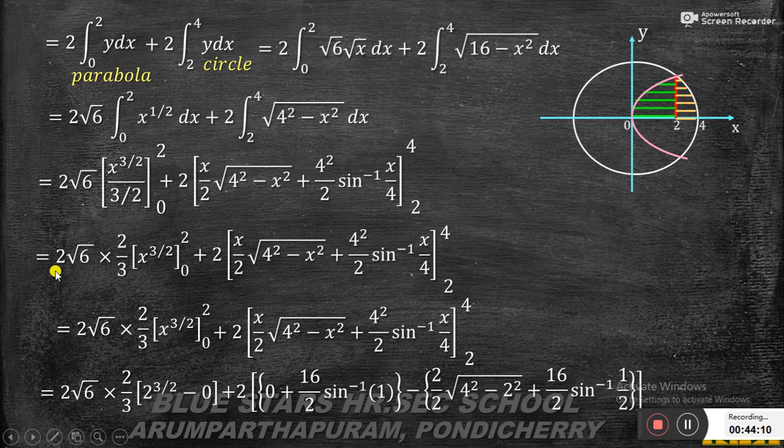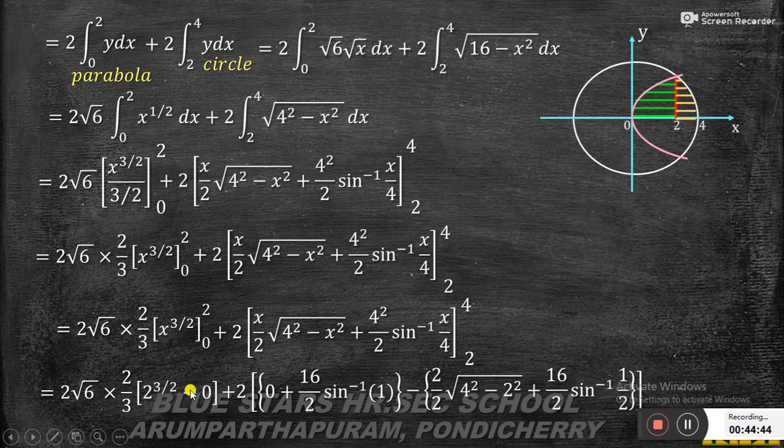So the next step, 2 root 6 into, this is 3 by 2, we write it 2 by 3, x power 3 by 2, 0 to 2 plus 2 into x by 2 square root of 4 square minus x square plus 4 square by 2 sine inverse x by 4, 2 to 4. Next 2 root 6 into 2 by 3, x power 3 by 2, 0 to 2 plus 2 into x by 2 square root of 4 square minus x square plus 4 square means 16 by 2 sine inverse x by 4.